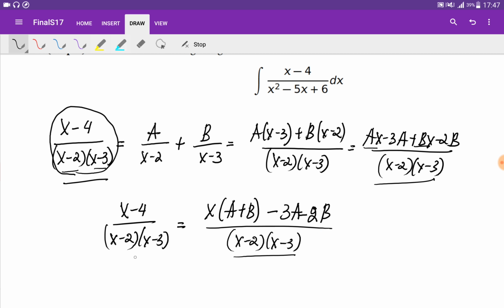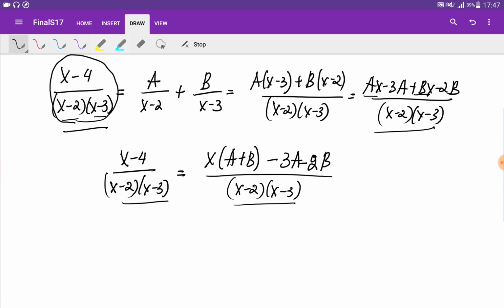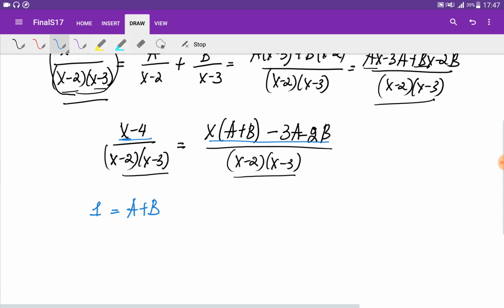So I see from here that the denominators are the same, and in order to equalize the numerators, I've got two polynomials, and the two polynomials are equal if and only if their coefficients before the powers of x are the same. So the coefficient before the x on the left is 1, so this should be equal to the a plus b coefficient of the x on the right hand side. And the free coefficient is minus 4 on the left, and this should be equal to minus 3a minus 2b.